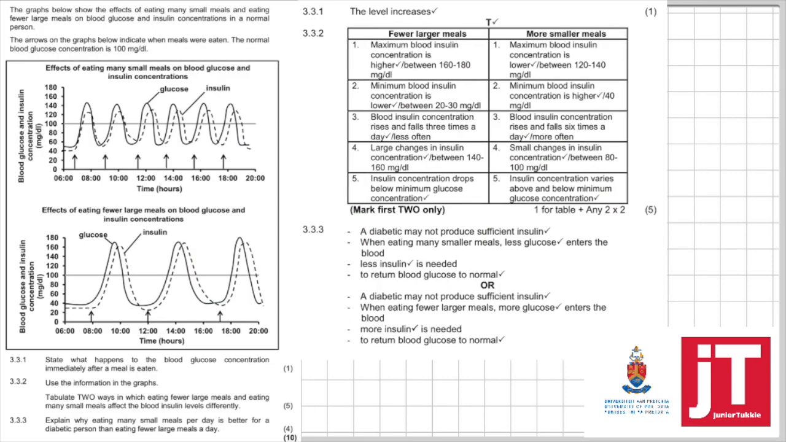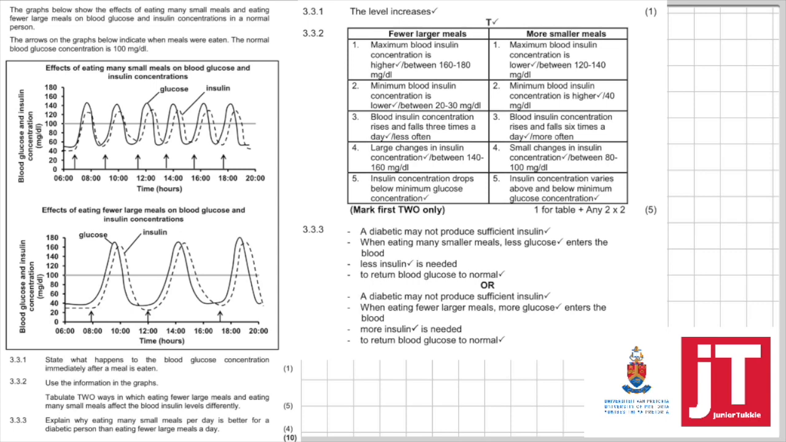Right. 3.3.1. The graphs below show the effects of eating many small meals and eating fewer large meals on blood glucose and insulin concentrations in a normal person. The arrows on the graphs below indicate when meals were eaten. So there it is here, the arrows, as you can see. Then the normal blood glucose concentration is 100 milligrams per deciliter. And you can see it in the line in the graph.